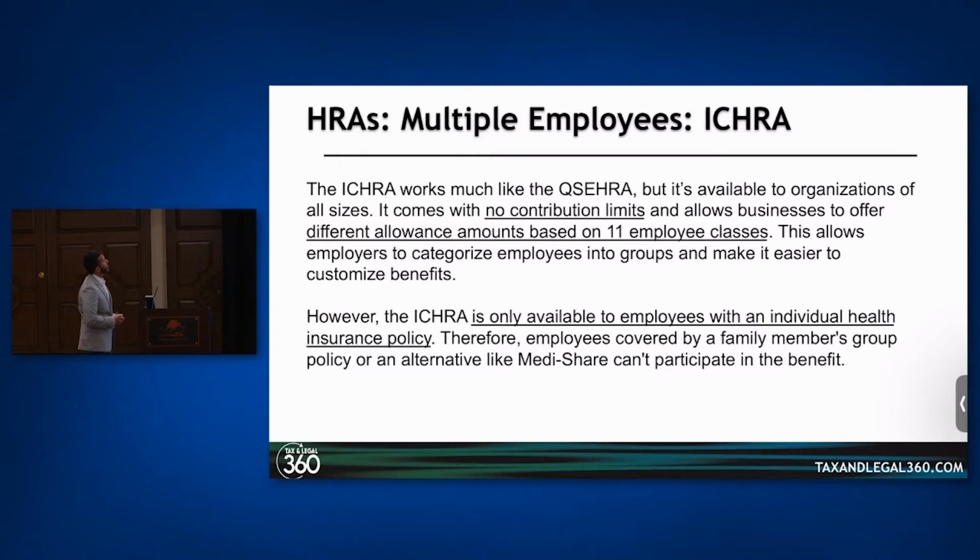And it allows businesses to offer different allowance amounts based on 11 employee classes. So essentially what I'm saying here is it allows you to discriminate, okay? So you might have a little bit of a different contribution limit set for full-time employees versus part-time employees versus salary versus hourly or something like that, okay? This is only available to employees with an individual health insurance policy, okay?